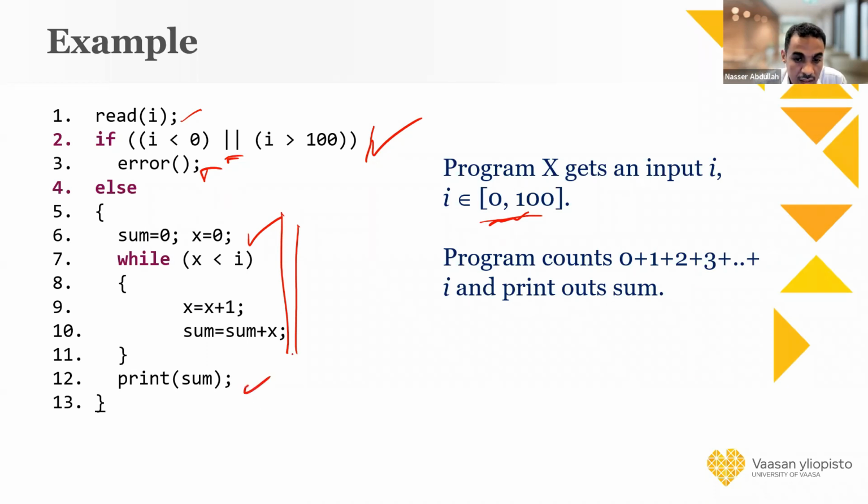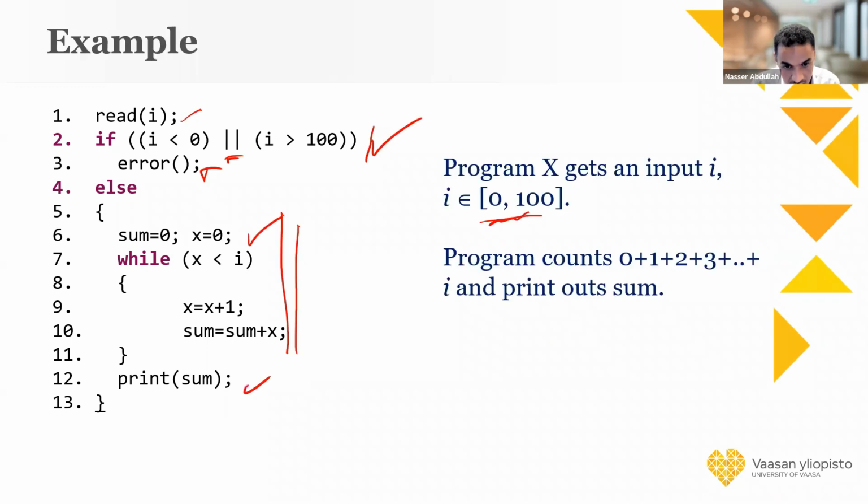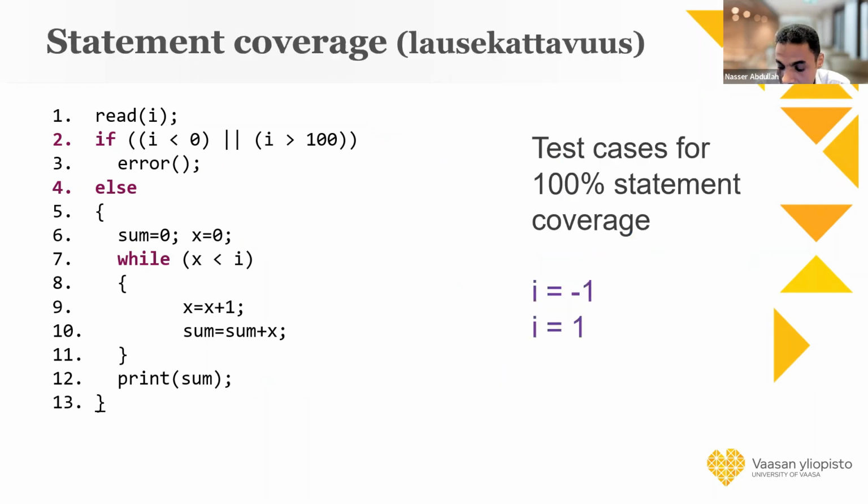So this is the program. We'll use it to explain these three coverage types. Now if we want to find the test cases, the test cases should cover everything, all these statements. How many statements are here? Okay, let's also include this as a statement. So we have 13 statements. You can later delete this one, it's up to you. But for example, we have 13 statements.